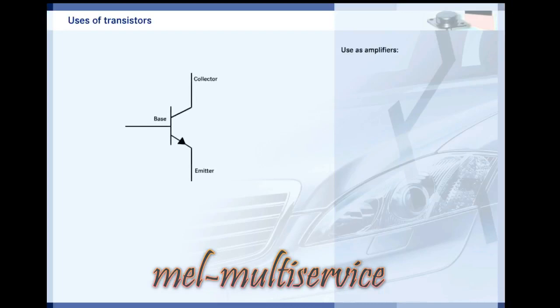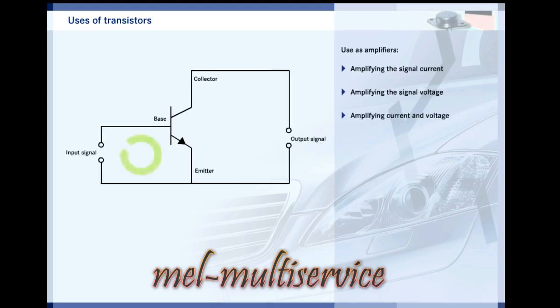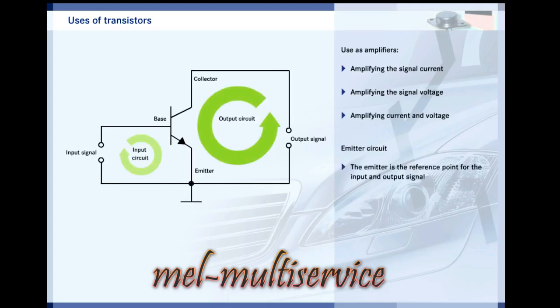Transistors are mainly used as amplifiers, for example, to increase the current of a signal at a given voltage, or to amplify the signal voltage at a given signal current, or to amplify both the signal current and the signal voltage. Depending on the application, one connection is used as the signal input, another is used as the signal output, and the third is a common reference point for the signals. Transistors are mostly found in the emitter circuit shown here, where the emitter is earthed.